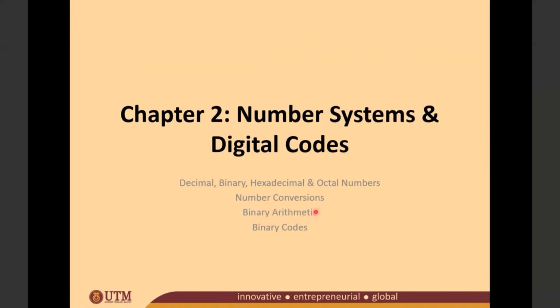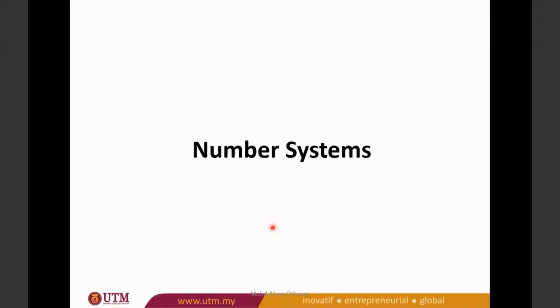Arithmetic is a process where you do addition, subtraction, multiplication, and division by using binary numbers. And last but not least are binary codes. We have a few binary codes available out there. We're going to look at these binary codes and try to learn how to write binary codes. So without further ado, let's look at the number system.